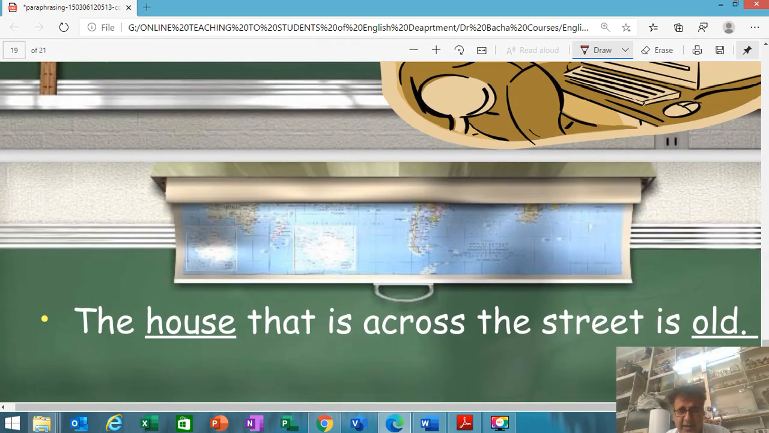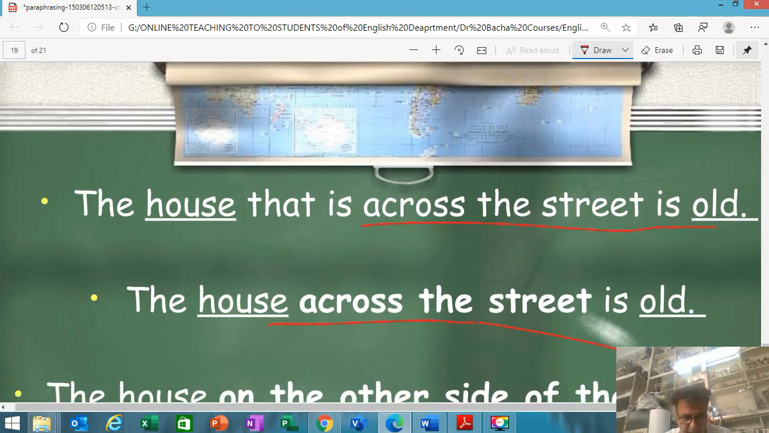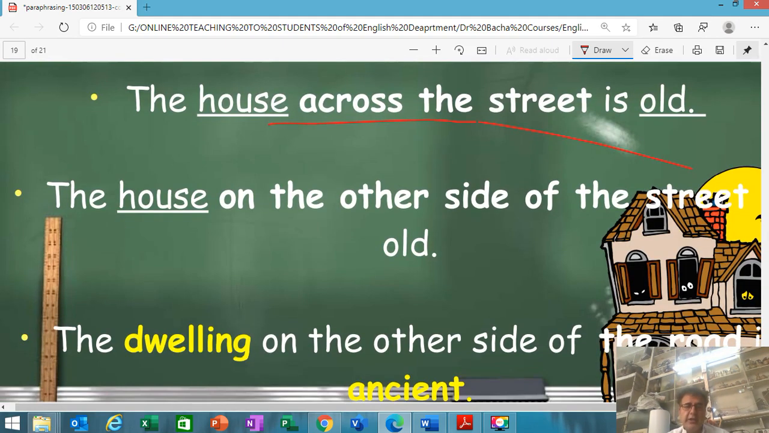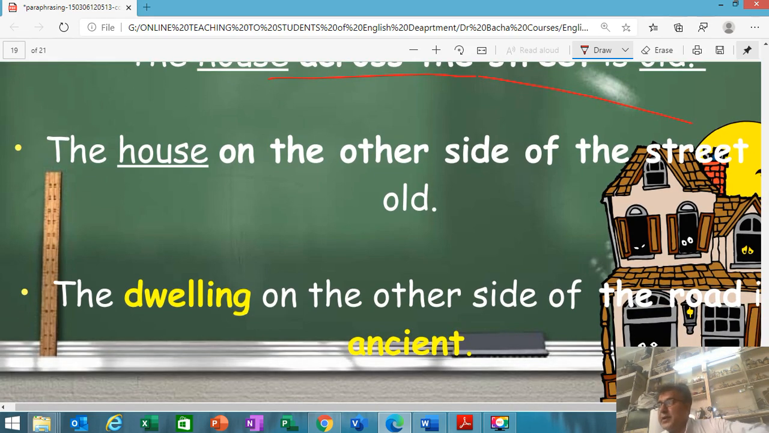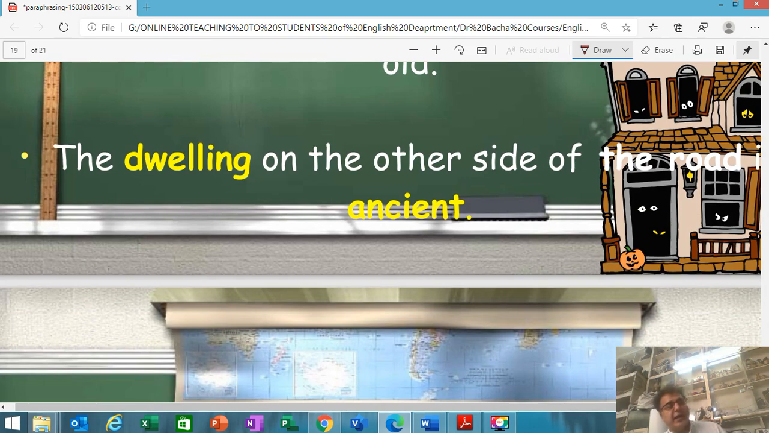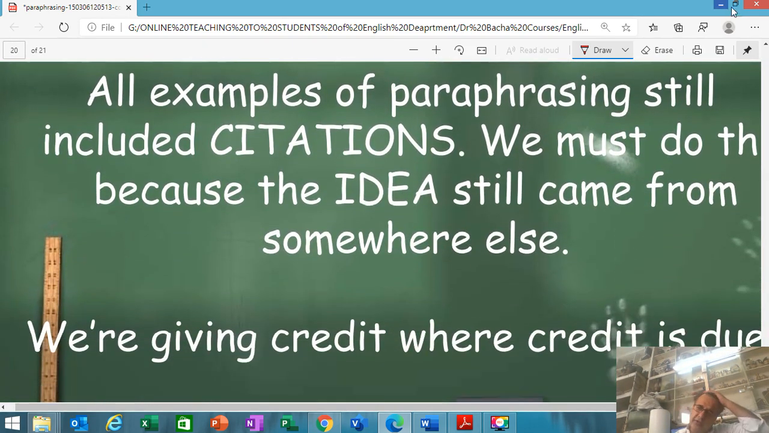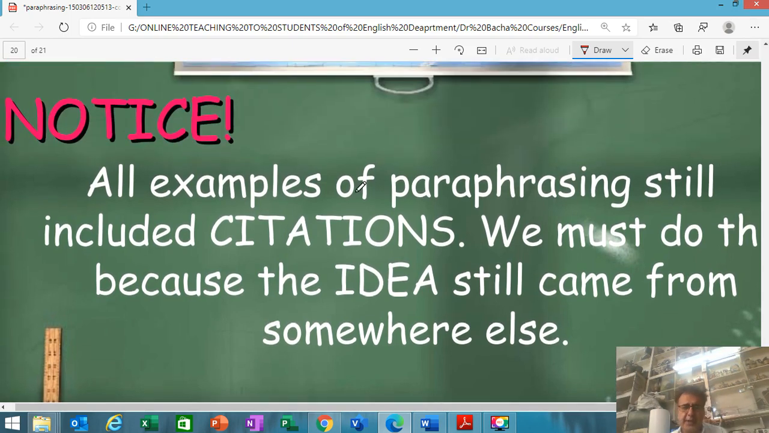It's not difficult. Okay, "The house that is across the street is old." "The house across the street is old." Now see the change there. "The house on the other side of the street is old." Okay, the dwelling, you can also say by house, the dwelling. "The dwelling on the other side of the road is ancient," meaning old, ancient. So notice, you have to just look at these examples.